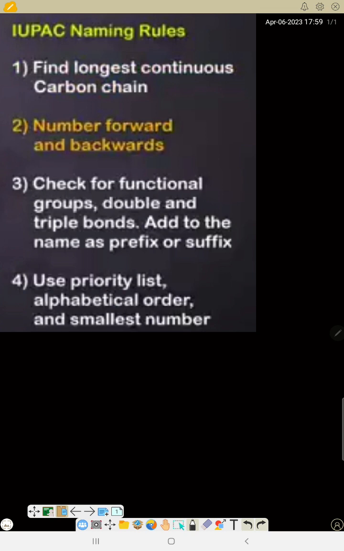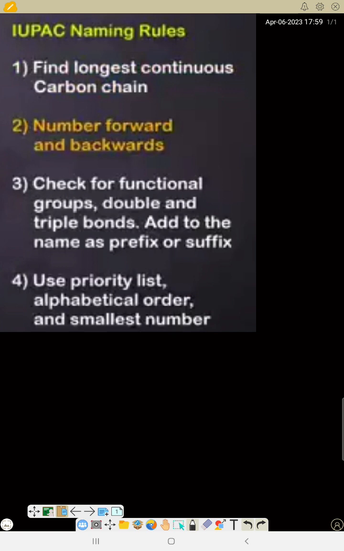We also check if it is a single, double or triple bond, because single bond is alkane, double is alkenes, and triple is alkyne. So we need to know whether it will be suffix or prefix, and we use priority lists. They are in alphabetical order. If it is the same functional group, we arrange in alphabetical order. If it is a different functional group, then we use the priority list.